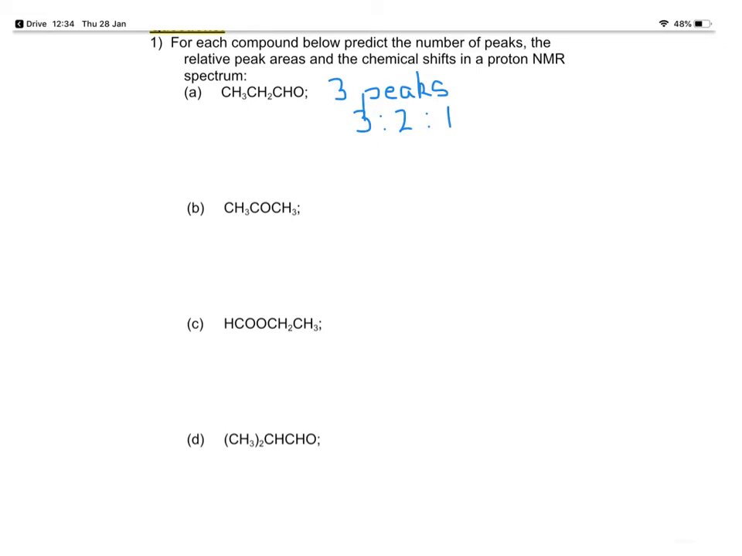Now if we go to the ones right at the end, these 3 hydrogens here, you can see that they're joined to a carbon, which is joined to an alkyl group. Just like a saturated alkane, their chemical shift will be between 0.5 and 2 parts per million.